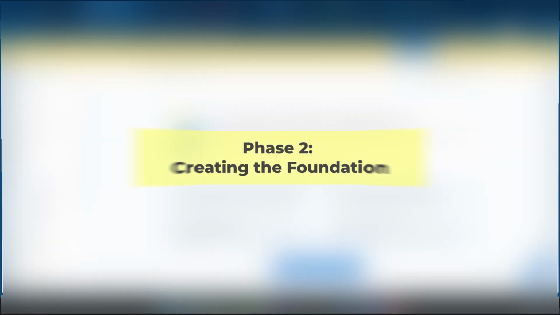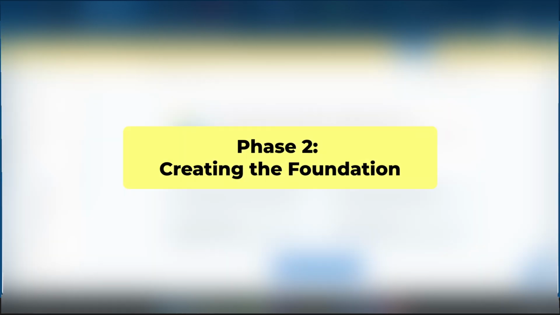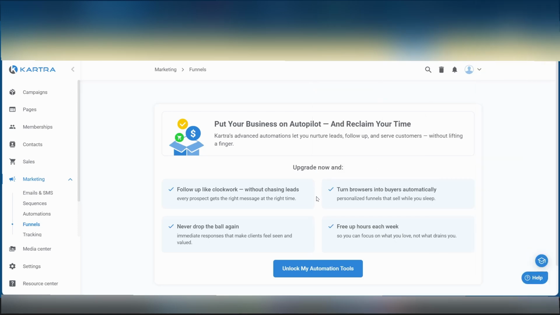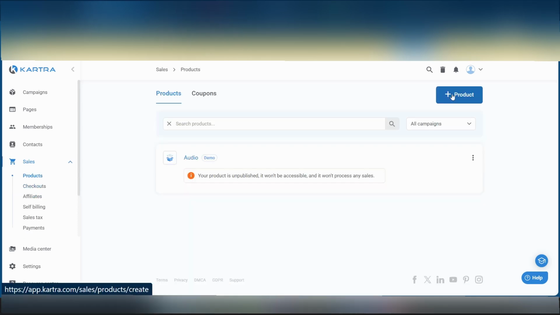For our phase 2, we'll be creating the foundation, products, and forms. Now, before we build pretty pages, we need the functional parts. So we're going to go over to the sales tab on the left hand side, then click on products. Then you'll need to click on the plus product button. Once you click on this, it will take you to the wizard where you define the price, the payment gateway, like Stripe or PayPal, and then the thank you page. Even if you haven't built the thank you page yet, you can put a placeholder link there.